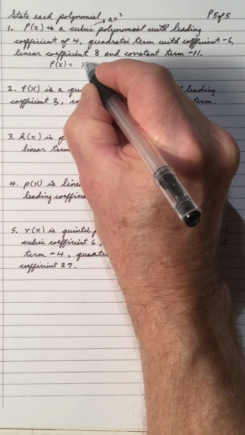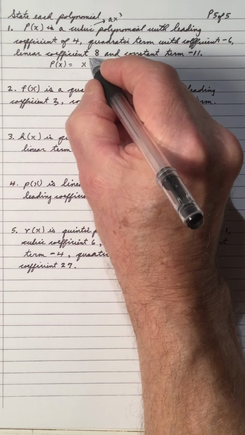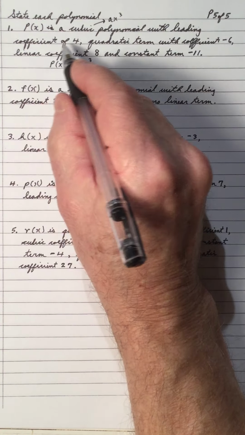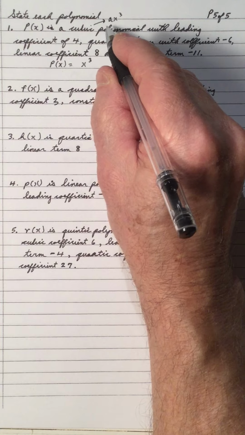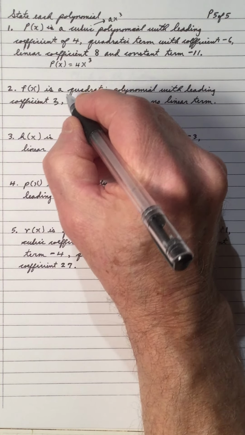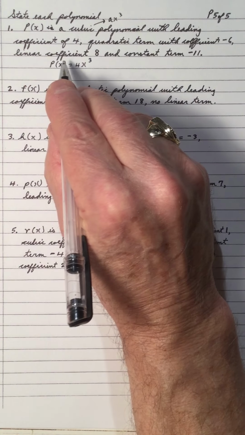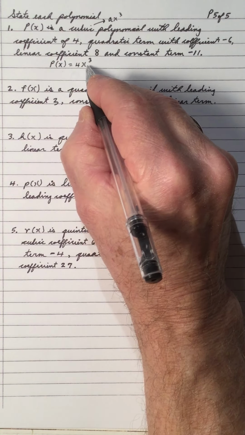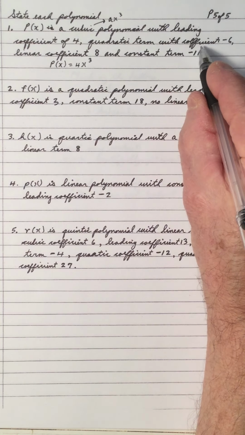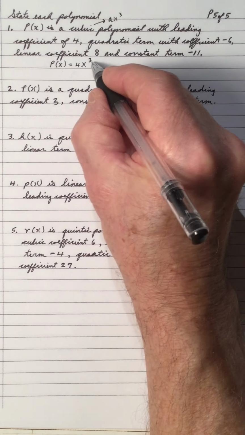So it starts off with, because it's cubic, an x cubed. The leading coefficient of that first term, which is cubic, is a 4. The next term is going to be a quadratic. And do I have a quadratic term? A quadratic term with a coefficient of -6.